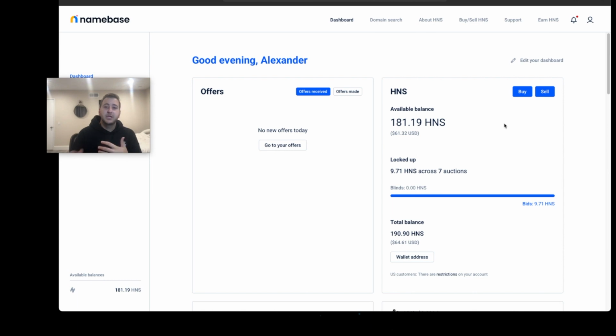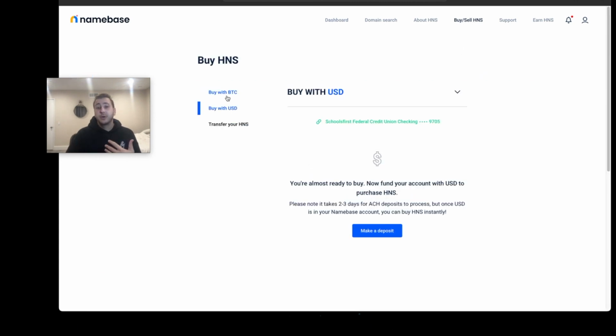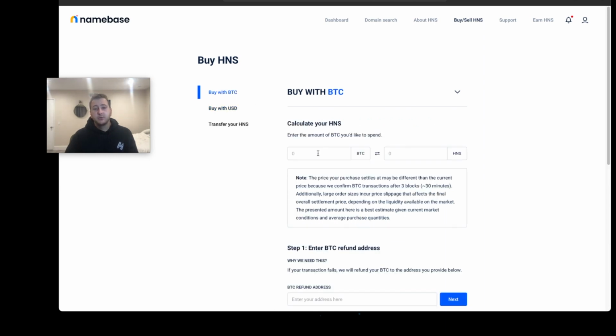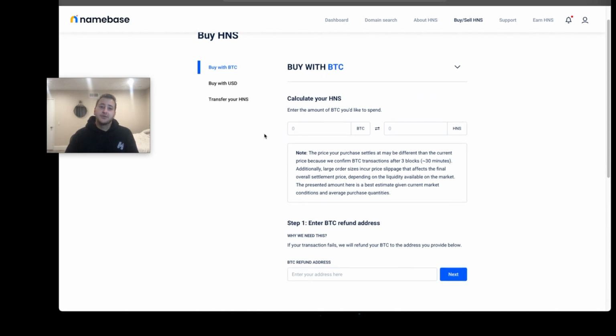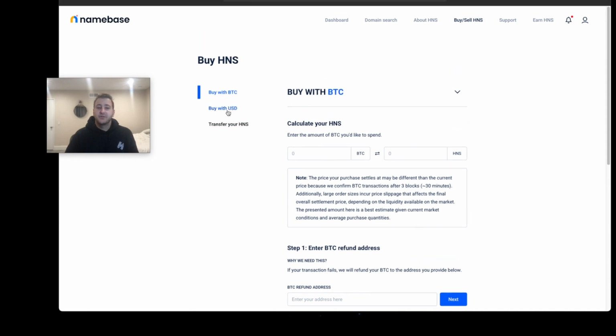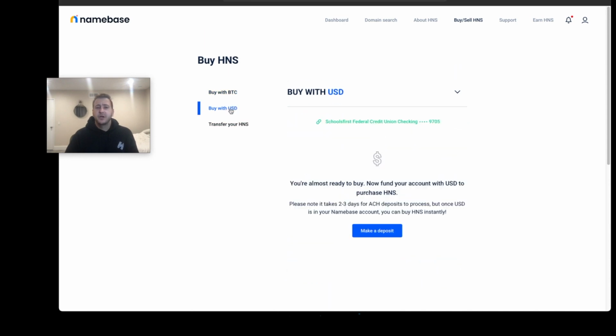So that's really convenient. But you can also buy Handshake using your Bitcoin, right? So transferring Bitcoin directly. If you don't want to connect your bank account, you can use Bitcoin. So that is done here. You will say how much Bitcoin you want, which will translate to X amount of HNS. You'll put the wallet that it's coming from, and then that will transfer. I've done it in the past. However, I just find USD to be easier right now.